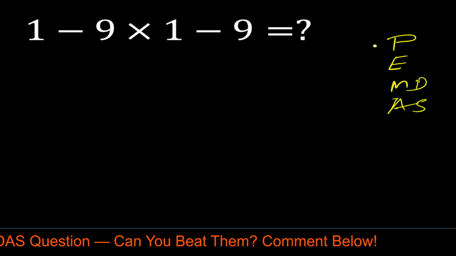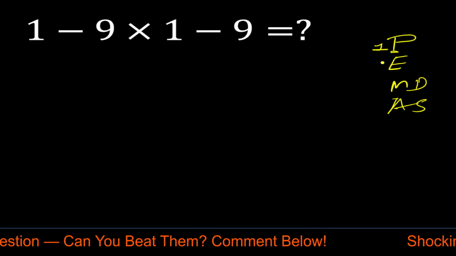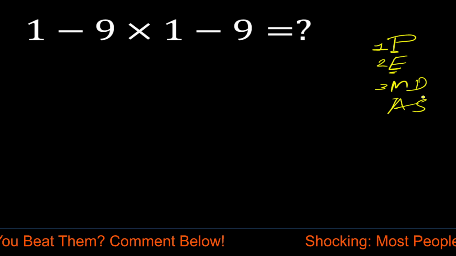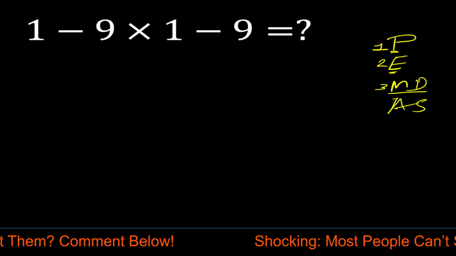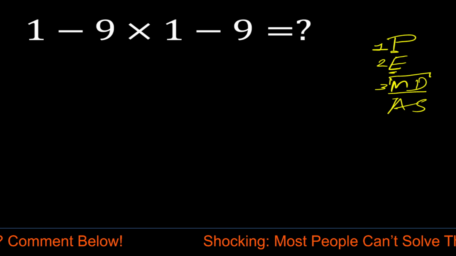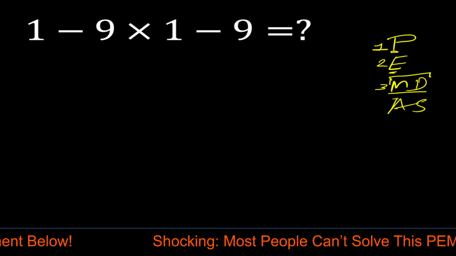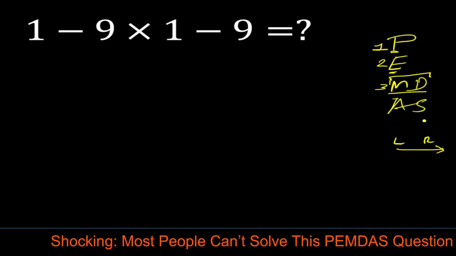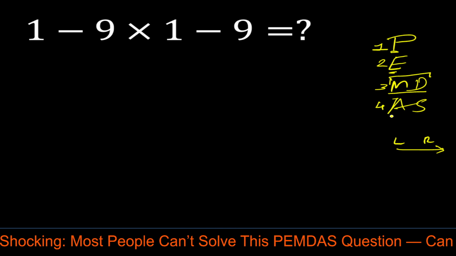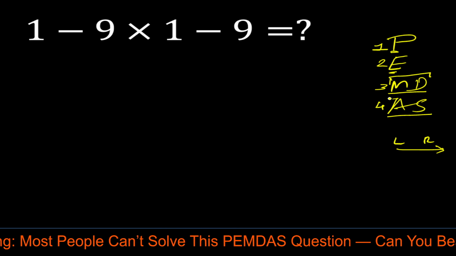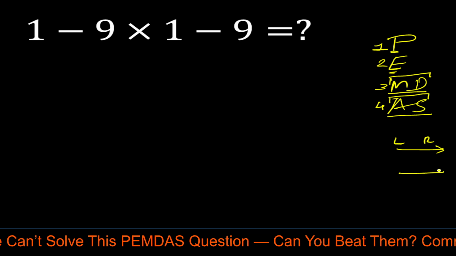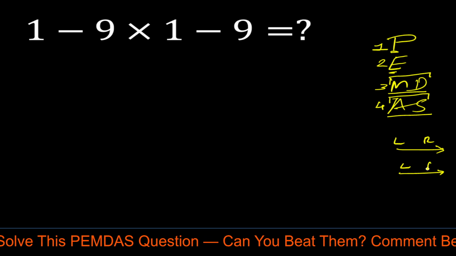According to PEMDAS rule, first priority is parentheses, then second priority is exponents, then third priority is multiplication and division. Here multiplication and division both have equal priority, so we have to solve it from left to right. Then fourth priority is addition and subtraction. Also addition and subtraction both have equal priority, so we have to solve it from left to right.